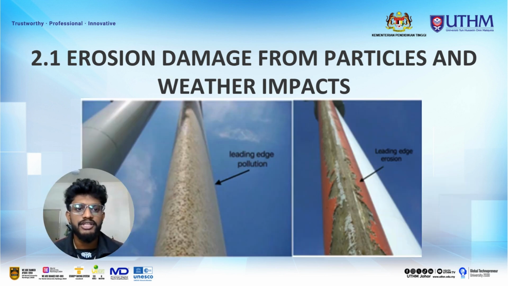These images show what erosion damage actually looks like. On the left, you see gas turbine blades affected by particle erosion. In the middle, wind turbine blades show clear signs of leading edge wear. And on the right, we see surface pitting and material loss due to weather impact. These visual signs are early warnings of deeper structural issues.